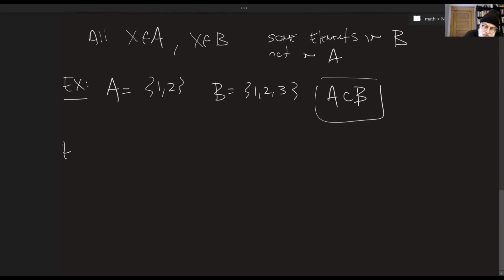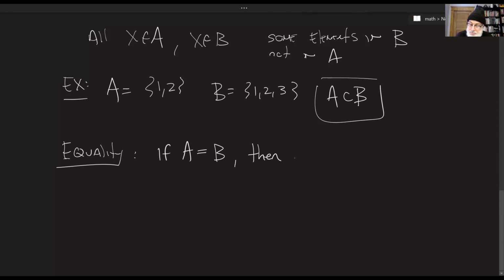So this leads us to equality. If we say that A and B are the same sets, let's write it that way, language-wise: if A equals B, then A is a subset of B and B is a subset of A. This is important when we are proving set equalities. If I have two sets that I want to prove are the same, I will show that one is a subset of the other and then do the opposite direction.